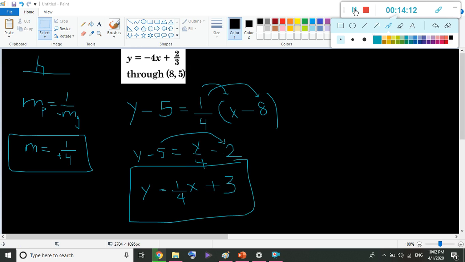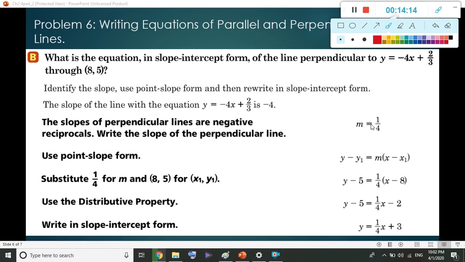Let's check our answer. Okay, so first of all, as we said, the slope of the perpendicular line is going to be the negative reciprocal of it. Then we're going to substitute the point that we have here and the slope into the point slope form equation. It's going to be 5 over here and 8. Then we're going to distribute, and it's going to be 1 over 4x minus 2. Then we're going to move the 5 over there, which is going to give me an answer of 3. So the final answer in the slope intercept form is y equals 1 over 4x plus 3.